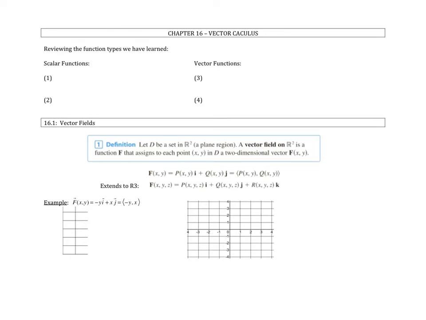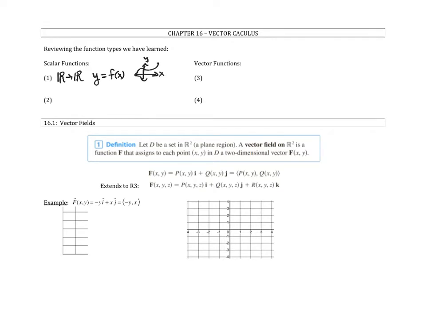So we're going to start by reviewing the types of functions that we've learned, and we're going to learn another function. So first of all, if we have a function from the set of real numbers to the set of real numbers, for instance, like y equals f of x. So we have a single variable going in, a single variable going out. That's the kind of function that you've studied for years. Its graph would be some sort of curve in 2 dimensions.